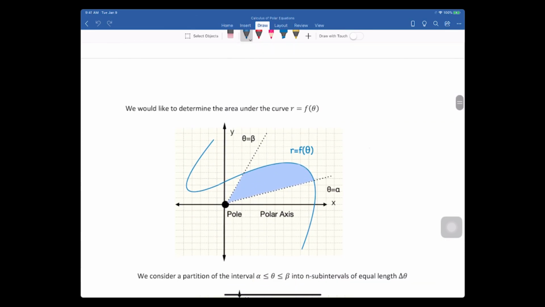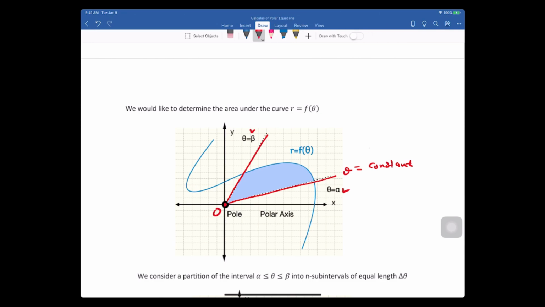And so let's remember here that a line is given by theta being a constant. So that's in some sense your lower bound. And I call that constant alpha. Here's another line, and theta is a constant, and we call this constant beta. And so what we're trying to find is completely analogous to area under a curve between vertical lines. These lines are not necessarily vertical, but they do go through the pole. They go through the origin here.